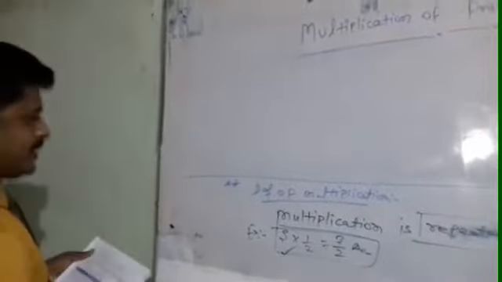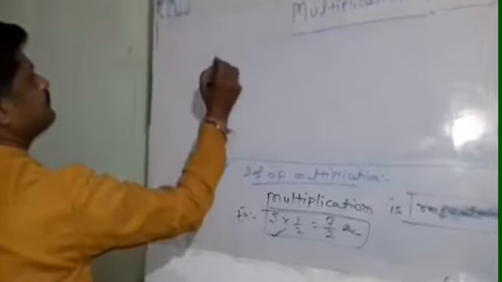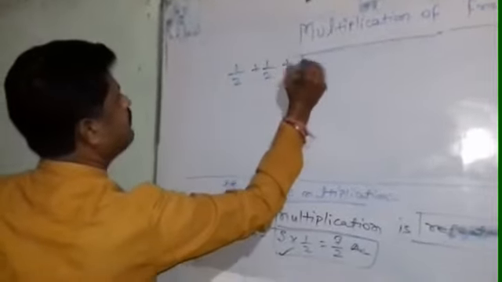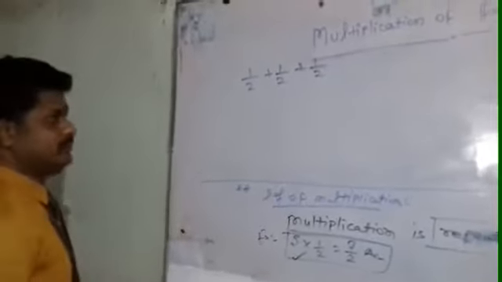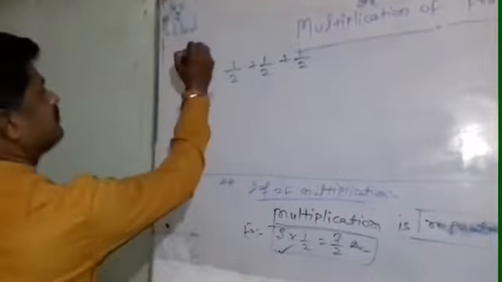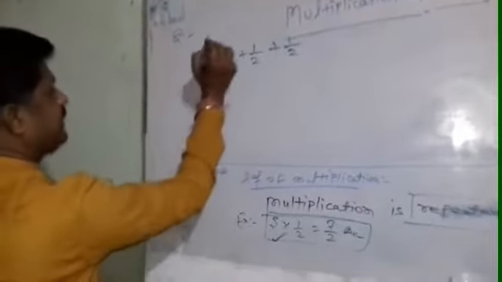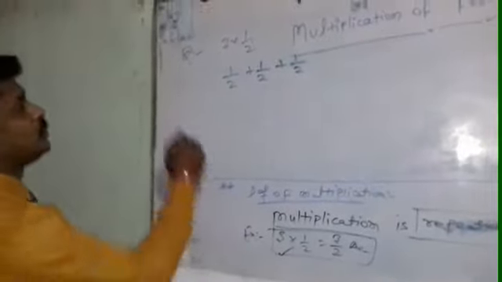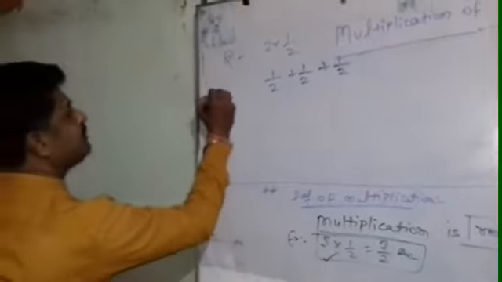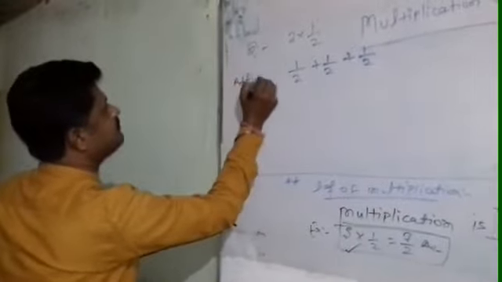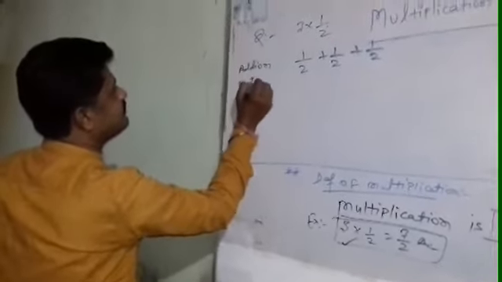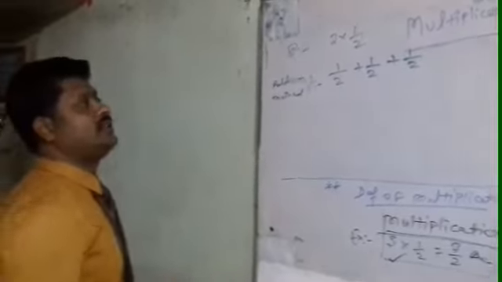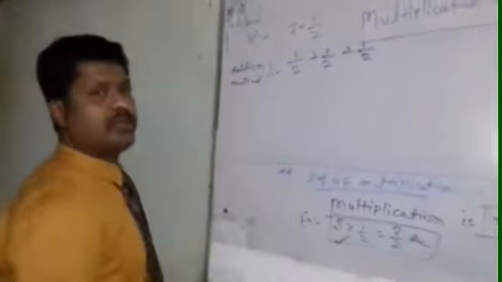Let's see. 1 by 2 plus 1 by 2 and again 1 by 2. The question is, 3 has to be multiplied with 1 by 2. So this is the addition method, and we see here 1 by 2 plus 1 by 2 plus 1 by 2.